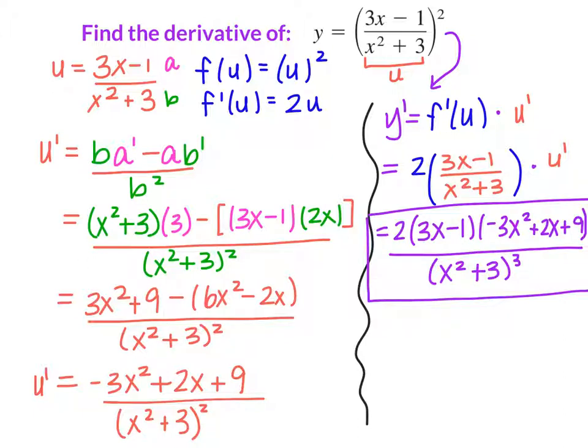But essentially my numerator, I'm going to leave in factored form, so that's my 2, 3x minus 1, this numerator here, all over x squared plus 3, all to the 3rd power, because I've got 2 here and 1 here, so this is my factored out derivative of y.